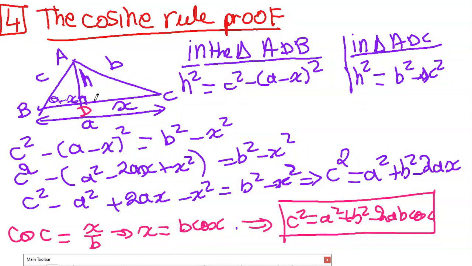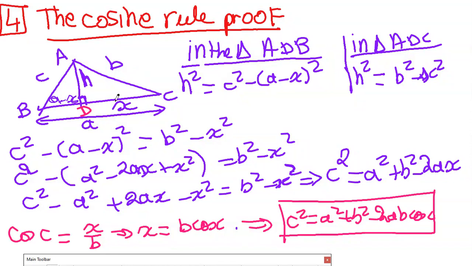And in the triangle ADC, what is the value of the height? Also Pythagoras. So h squared will be equal to b squared minus x squared. So the two heights are equal, so h squared equals h squared. What can I write? I can write that c squared minus (a minus x) squared is equal to b squared minus x squared. If you develop here, it's a squared minus 2ax plus x squared. And then when you solve and put everything on one side, you will reach that c squared is equal to a squared plus b squared minus 2ax.